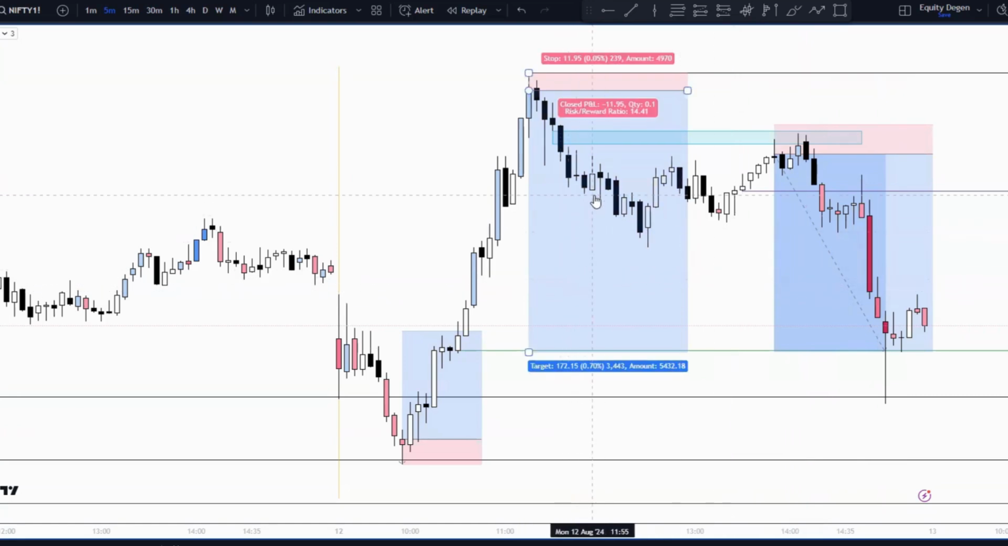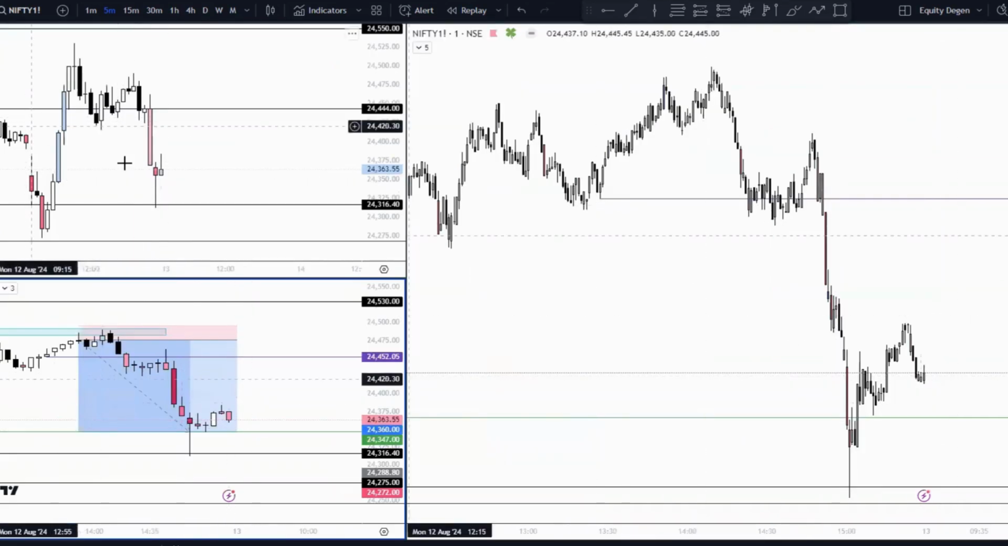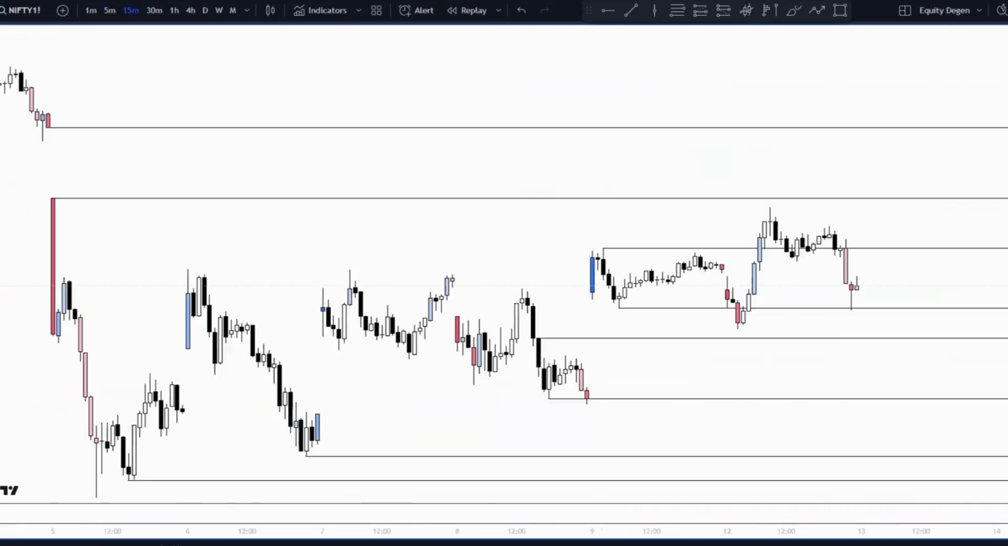Obviously my entry models, before a trade, I need 3 confirmations. First is a bias, then a point of interest, then an entry model. If all the 3 boxes tick, then only I take a trade. So let's get into the why and how I came up with the levels.